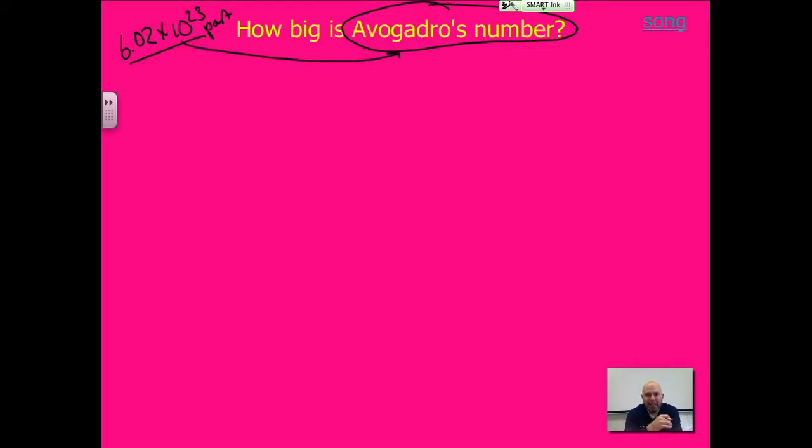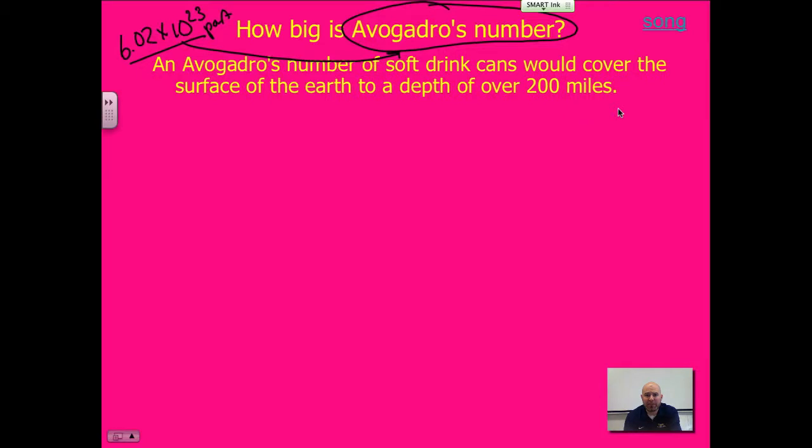Now, how big is Avogadro's number? It's ridiculously large. When you start to think about how big it is, here's a couple of examples. If I had Avogadro's number, 6.02 times 10 to the 23rd, number of soft drink cans, that would cover the entire surface of the Earth to a depth of over 200 miles.